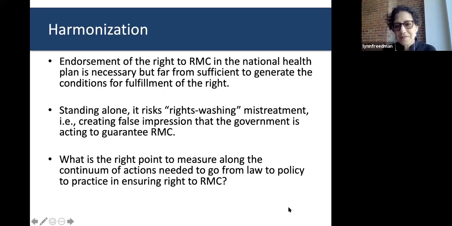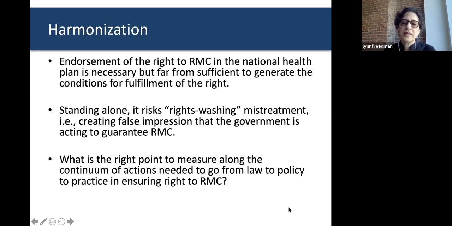But we could think of this, how does it harmonize with other rights? And I would say it's not that it itself is a problematic step. In fact, the endorsement of the right to RMC in a national health plan is probably a necessary, but far from sufficient step to generate conditions for the fulfillment of the right. So, for example, the National Health Plan, including this right, was part of the technical guidance of the High Commissioner for Human Rights, but it was not the only thing in the guidance. So the problem is when this stands alone as an indicator.